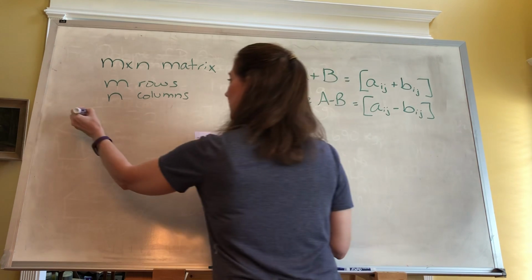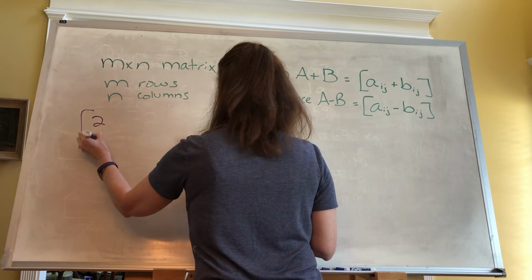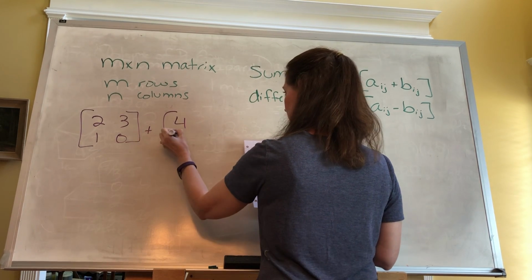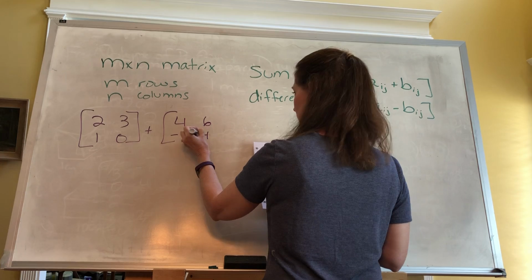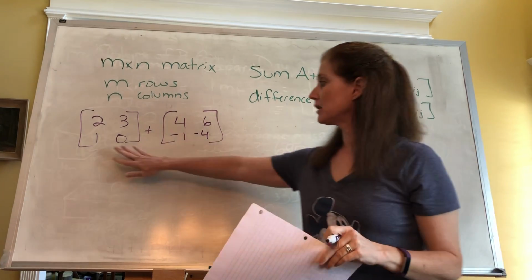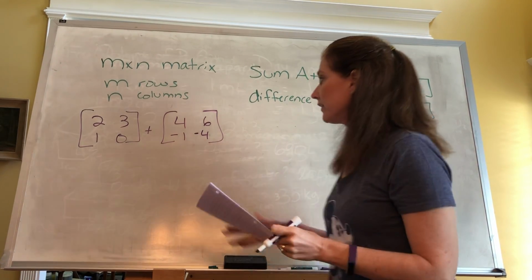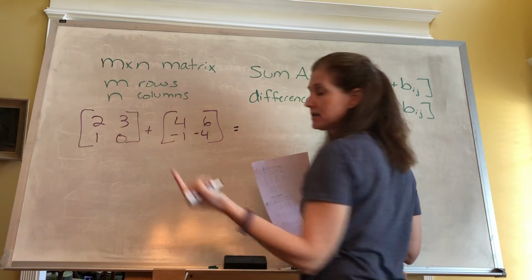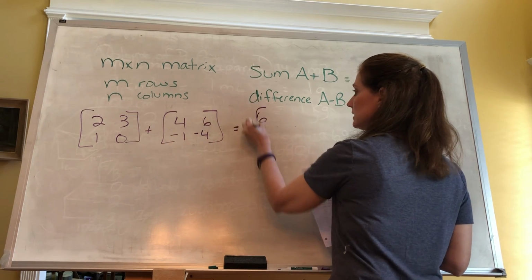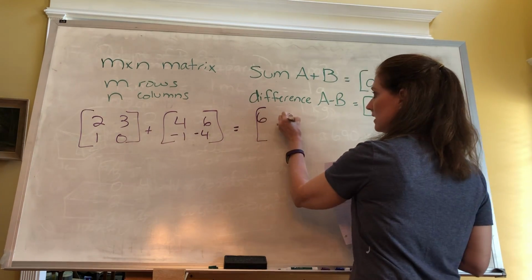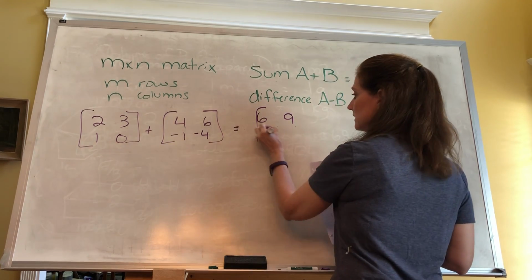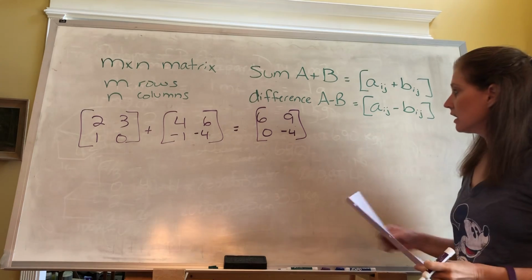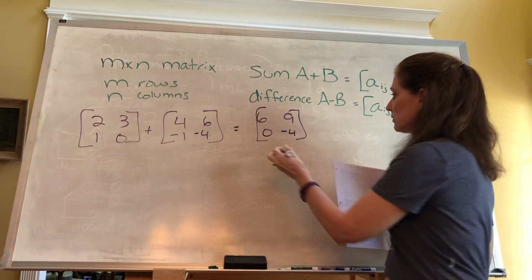All right, so if we had my matrix A and my matrix B, and I want to add them together, then I'm going to be adding the like spaces together. So 2 plus 4 is 6, 3 plus 6 is 9, 1 plus -1 is 0, and 0 plus -4 is -4. So that would be my new matrix here of the A plus B.